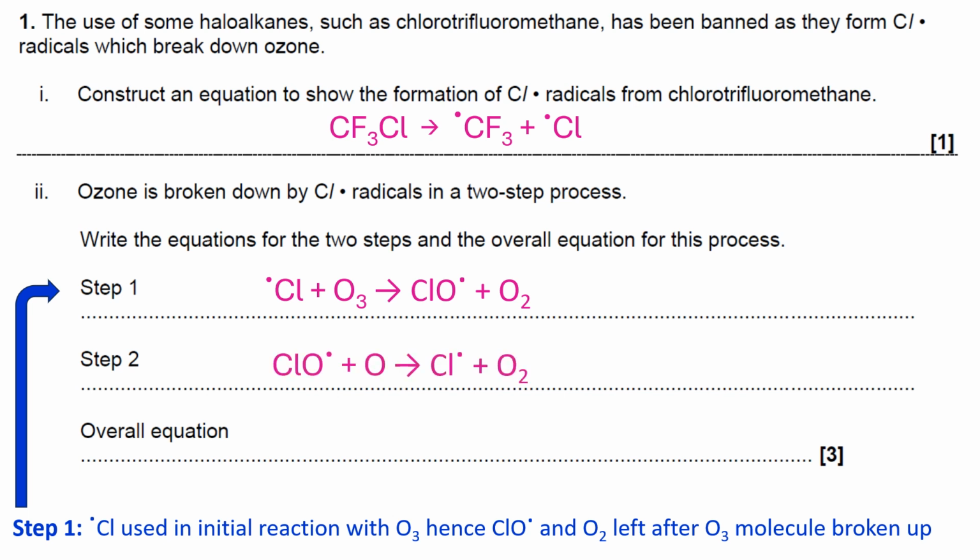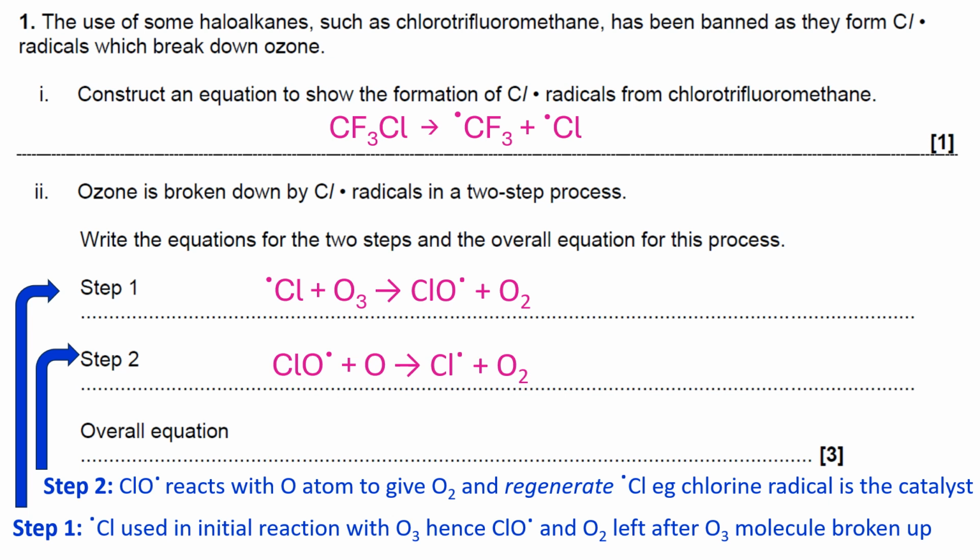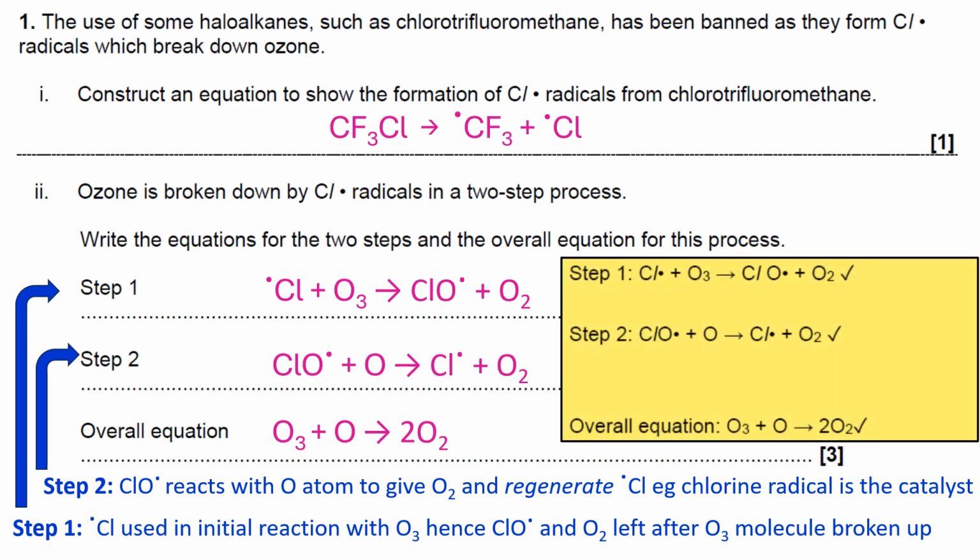In the second step, the ClO radical is used up. That finds a spare oxygen atom, and then it produces a chlorine radical. In other words, the chlorine is regenerated, and an oxygen molecule. So that must mean that chlorine radicals are the catalyst. So if you cancel everything out that contains chlorine, because both chlorine species appear on the left and the right hand side of the equation, that gives you O3 plus O, giving you 2O2. And you can check that against the mark scheme to see where we're at.